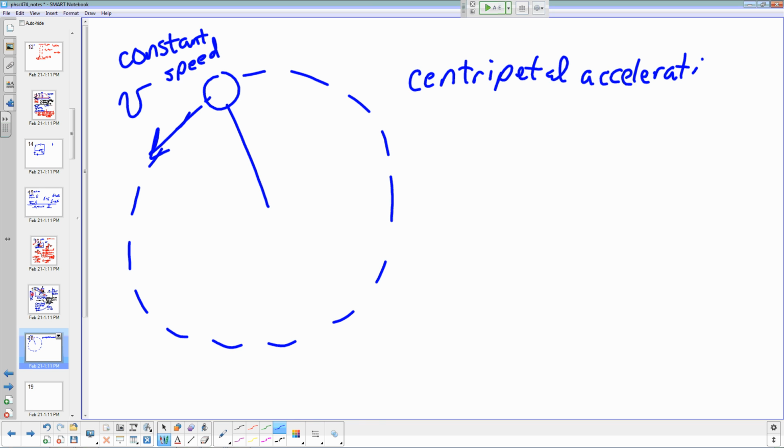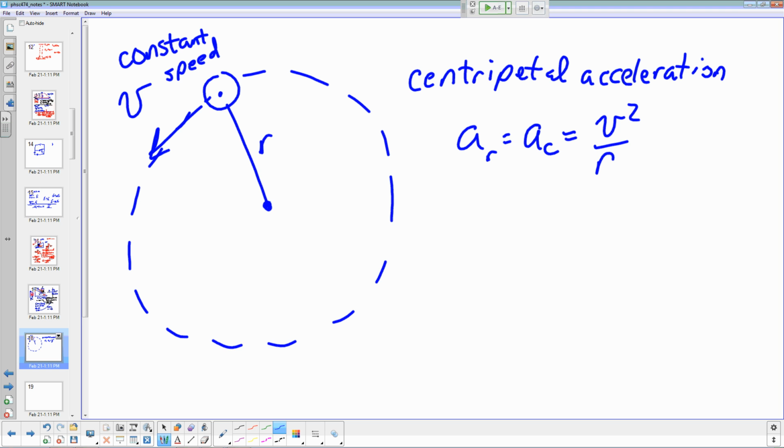Centripetal acceleration. Sometimes you'll see it as a_R for radial, meaning that it's directed radially inwards. Sometimes you'll see it as a_C for centripetal, and it's equal to v squared over r. That is the speed squared divided by the radius of the motion, from here to here, that distance.